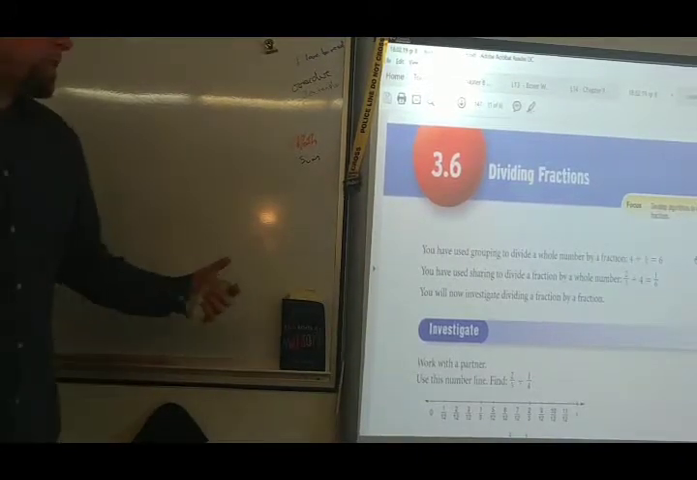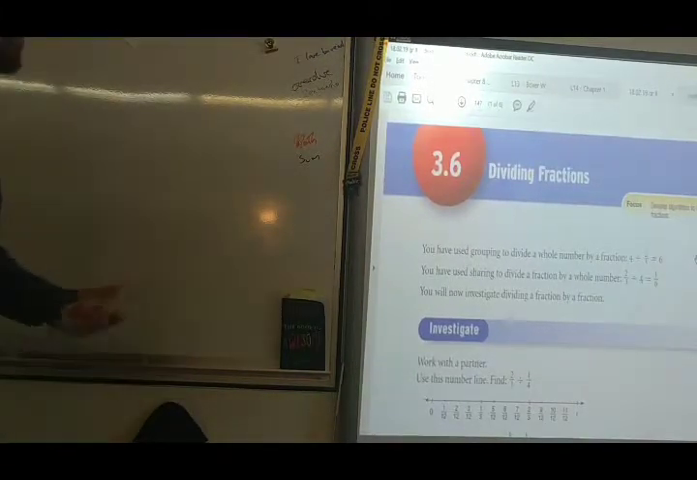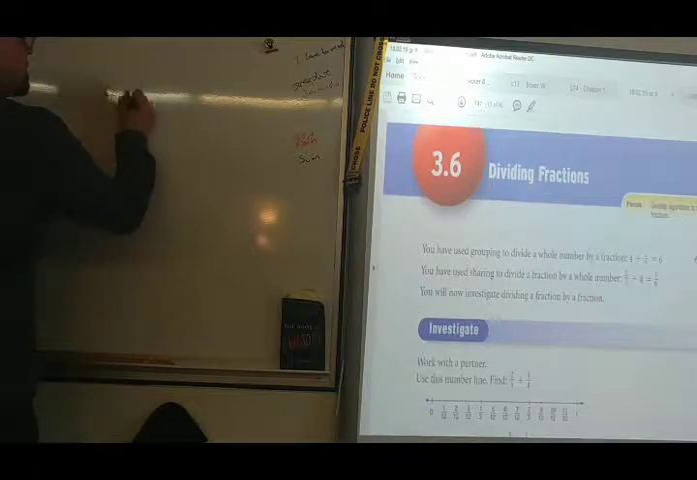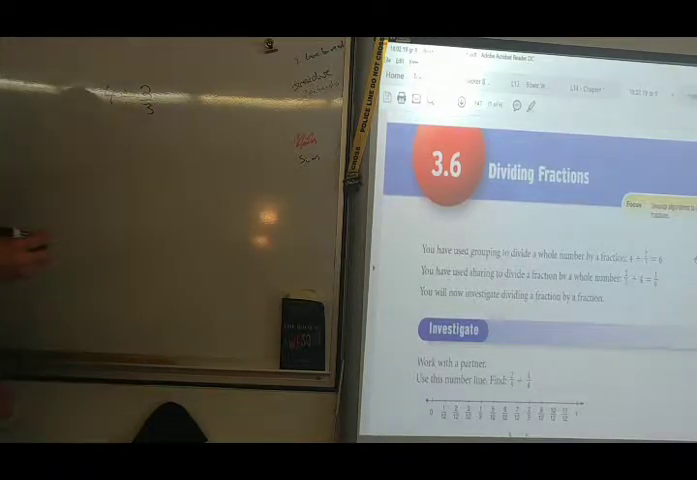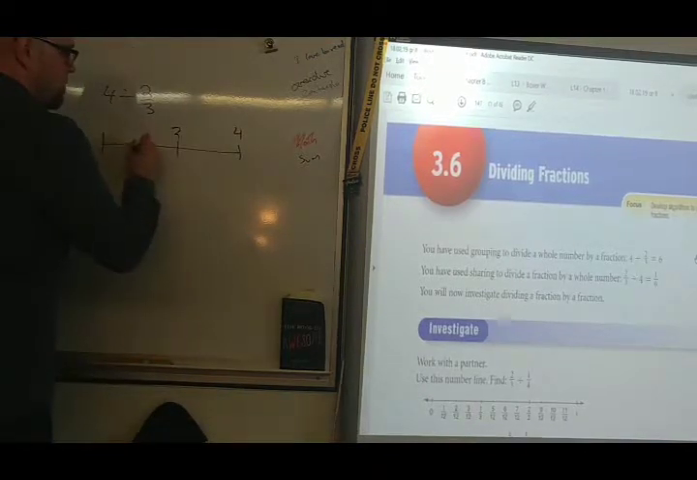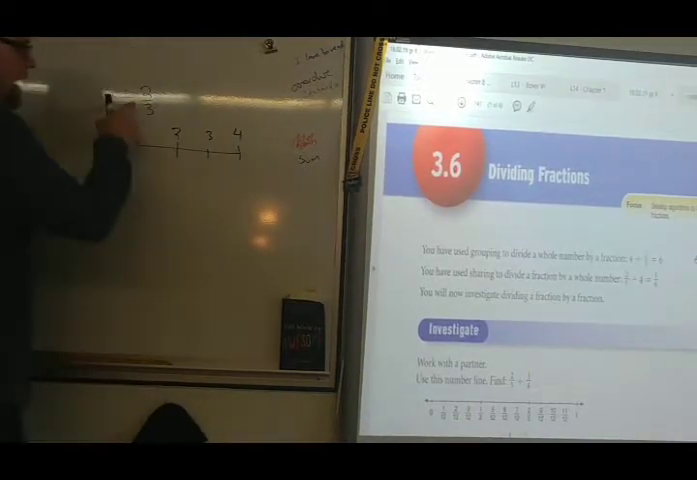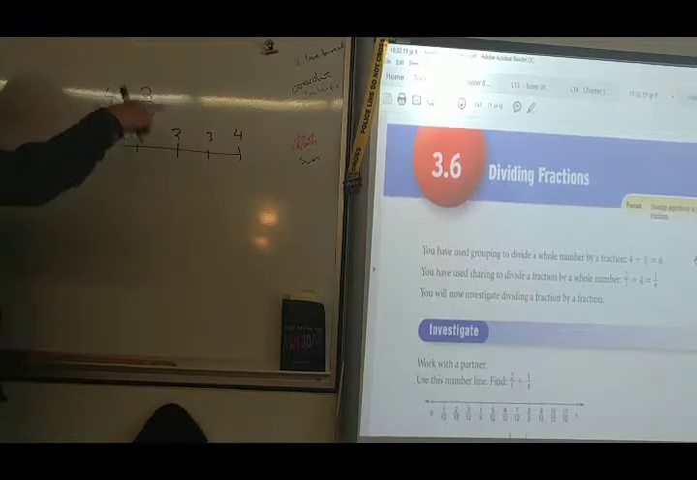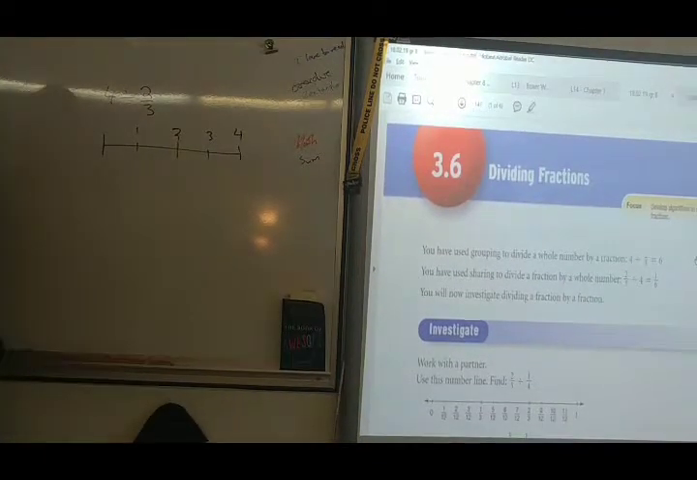It says you've used grouping to divide a whole number by a fraction. So there was 4 divided by 2/3. And the way we did that, this is our quick review. So I have 4, 2, 1, and 3. How many times can I do 2/3 in there? Or if I divide it, cut it into 2/3 pieces.